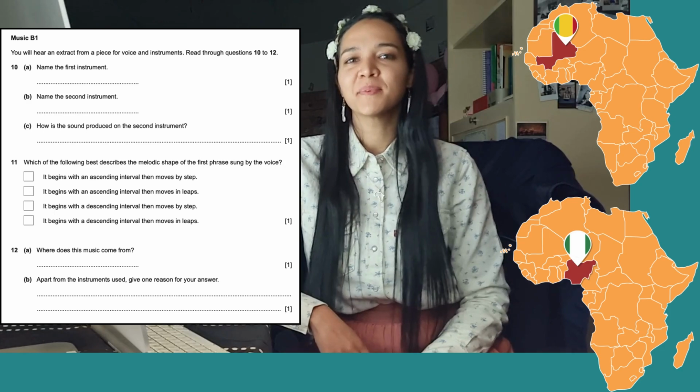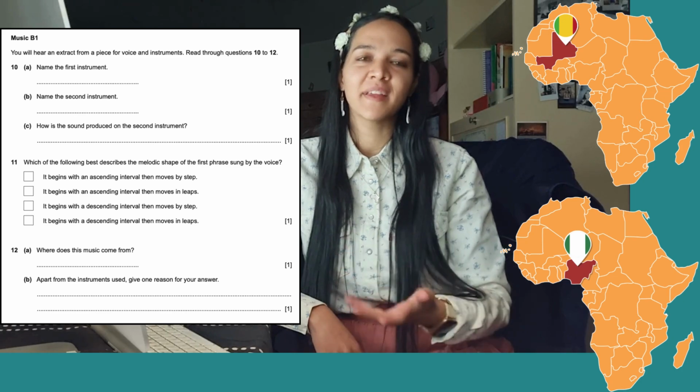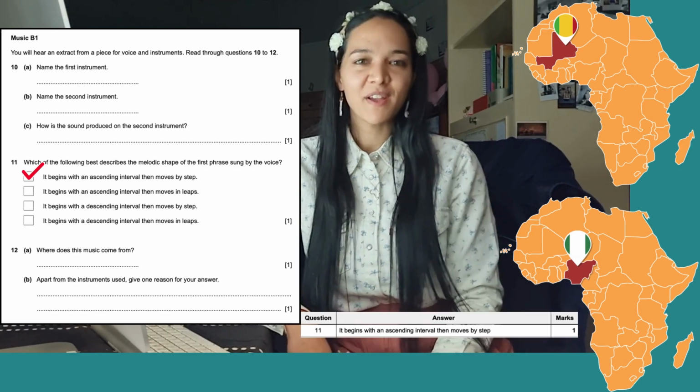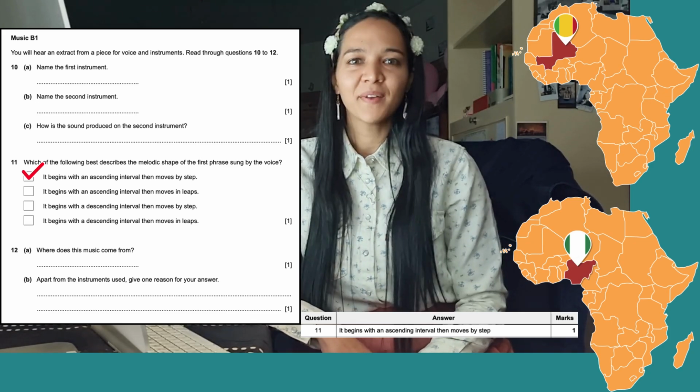So definitely that first melodic phrase there, sung by the voice, begins with an ascending interval and then it moves by step. So we have very minimal intervals moving on from there. Okay, so that wraps up our very African extract for this video.